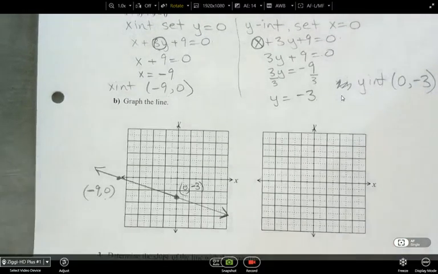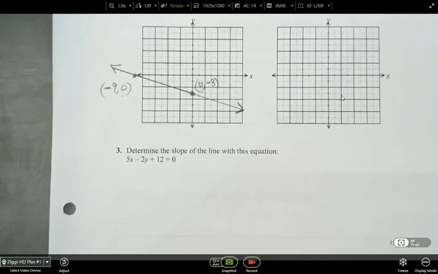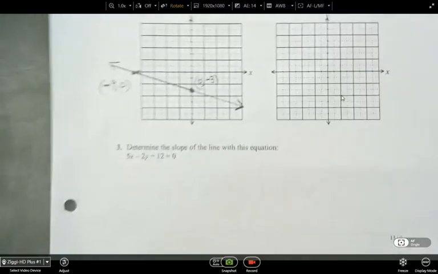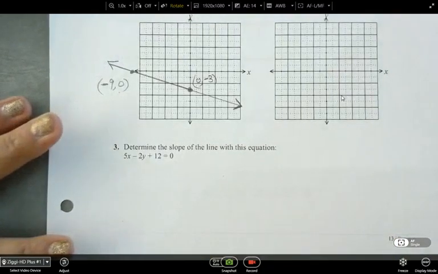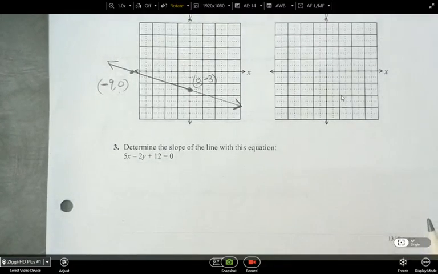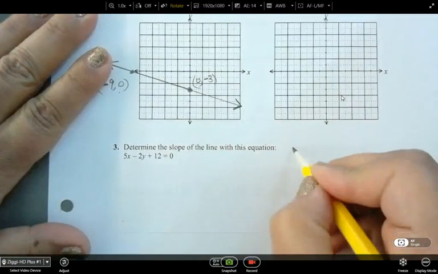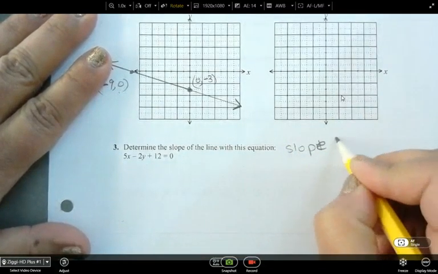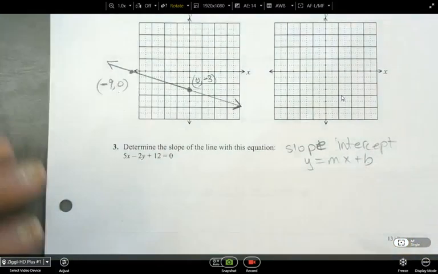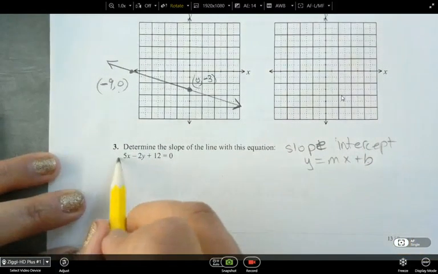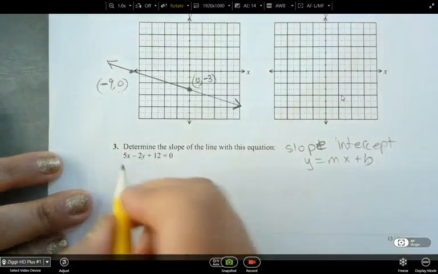Now, the third question over here says, determine the slope of the line with this equation. All right, now, I want to have a look at this in a couple of different ways. What form of equation can we see the slope of the line really easily? Okay, so the slope-intercept form is y equals mx plus b, right? Now, can I change this to slope-intercept form? All right, so let's do that.